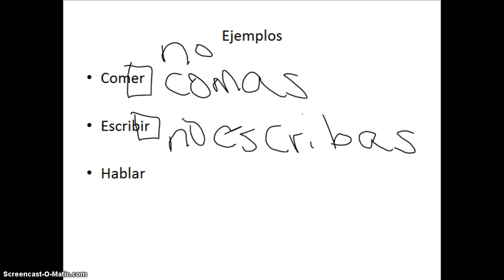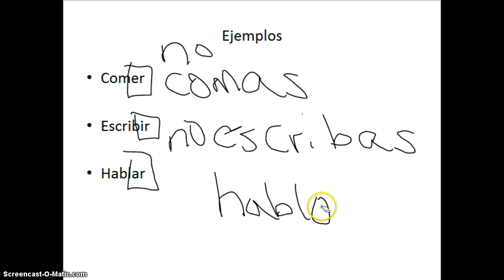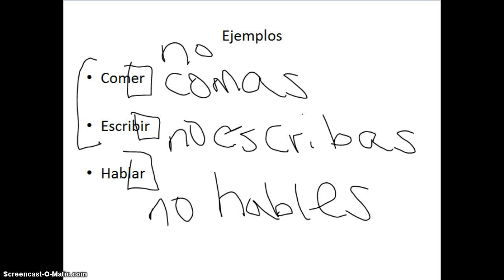Our third example is hablar. So we do the yo form, hablo. We look at the verb and we see it's an ar verb, so we know we change it to es, so we erase our o, and then we change it to es. Alright, and always we add the no. So we have no hables. Okay? Remember that for the er and ir, we change it to as. And then for the ar, we change it to es. Alright? So no comas, no escribas, no hables.